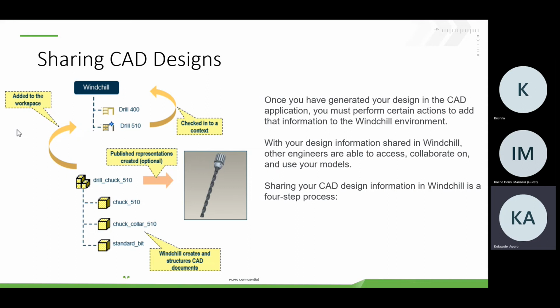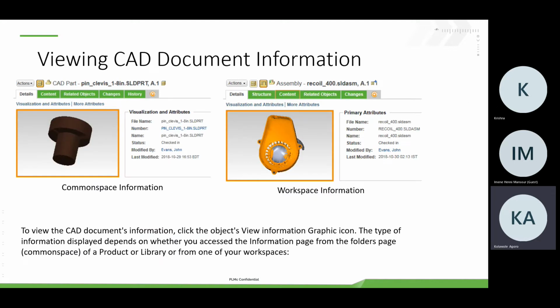So again, Windchill is a very collaborative tool. Once you create your designs and you publish your visuals, anyone can go ahead in Windchill and have a look at the changes you've made. With your design information shared in Windchill, other engineers are able to access, collaborate, and use the design that you have just made. Viewing your CAD data document information, we can see who it was modified by, the time, the name of the part, and whether it's in the common space or in the workspace. This is all useful information that engineers can use to be more productive.